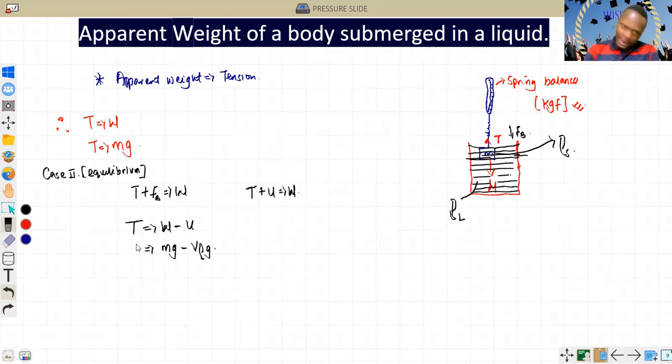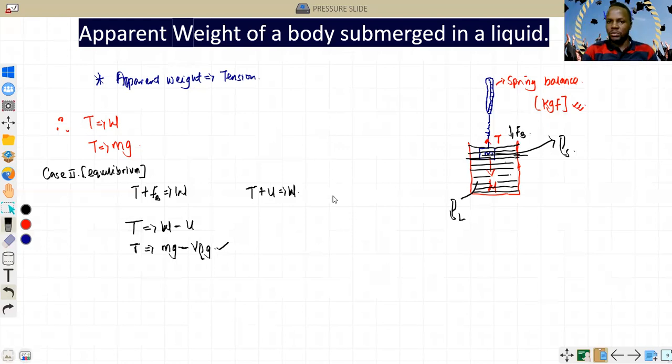You can use this formula directly as the formula for tension: tension is equal to mg minus V rho g. It's very correct. And this is another thing you can always keep at the back of your mind: when a body is going down, that means the weight downward is bigger than the tension on top of it. So when the weight is greater than the tension, you can say the body will sink.